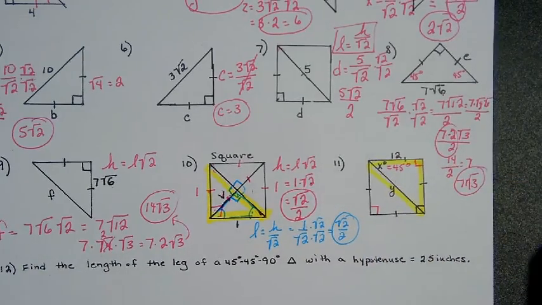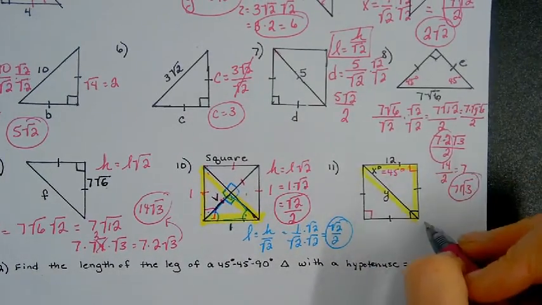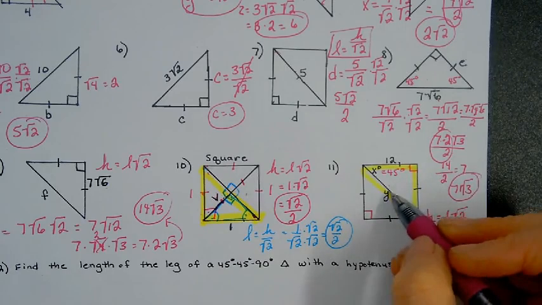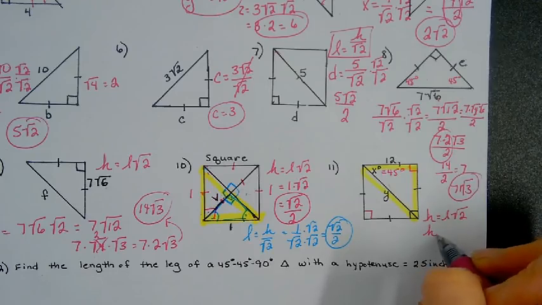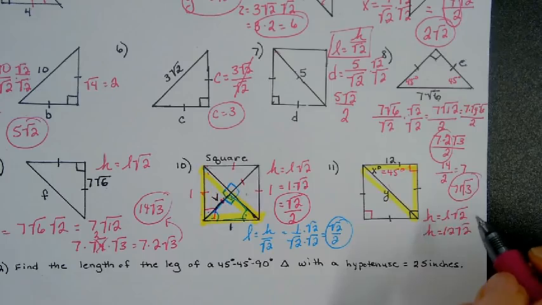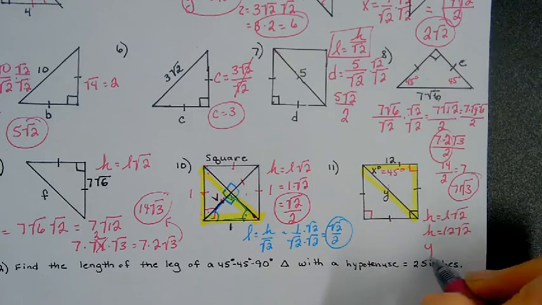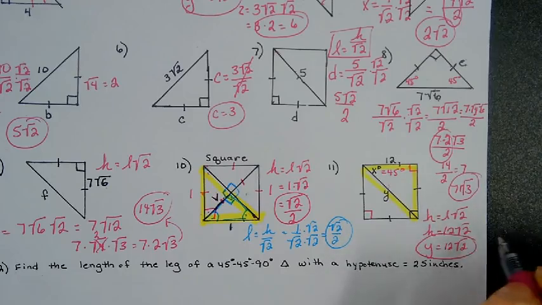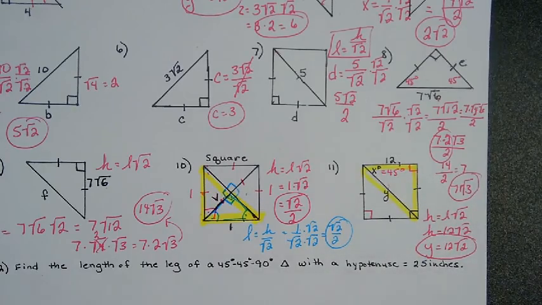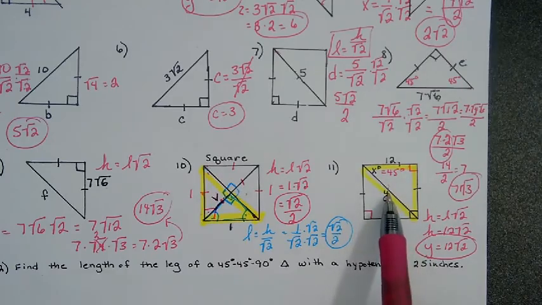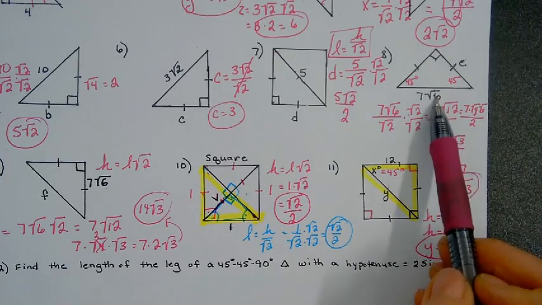The leg is 12. Remember, the hypotenuse equals the leg times square root of 2. So I just take the leg and I multiply it times the square root of 2. So the hypotenuse is just y. So y equals 12 square roots of 2. Take the leg, multiply it by square root of 2 to find the hypotenuse. If you have the hypotenuse, you take the hypotenuse and divide it by square root of 2 to find the leg.